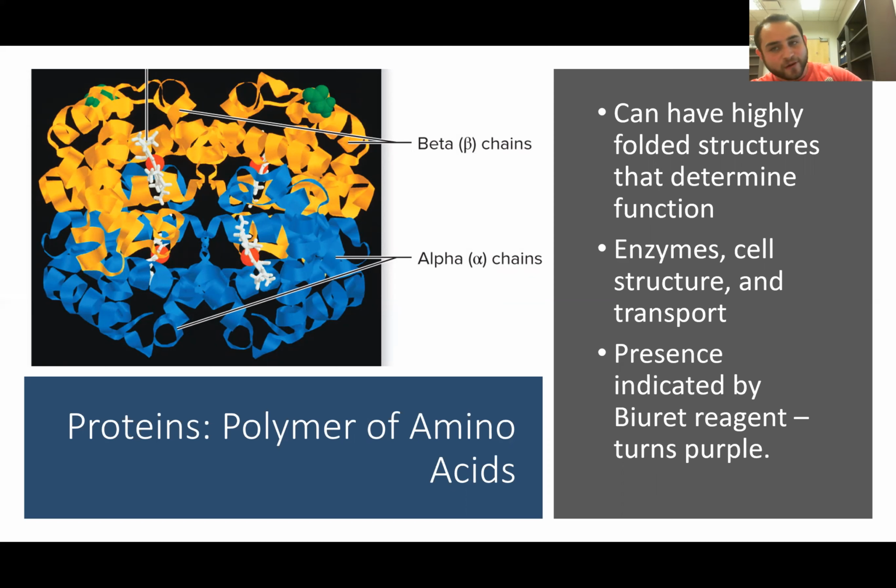And if it turns purple, it has proteins in it. So if you had a protein shake, which I'm pretty sure has proteins in it, and then put some Biuret reagent in it, the protein shake will turn purple. Cool. Lipids: fat, glycerol, fatty acids.